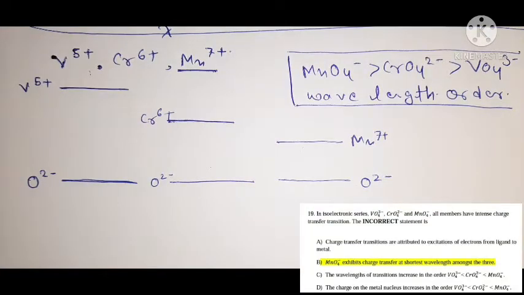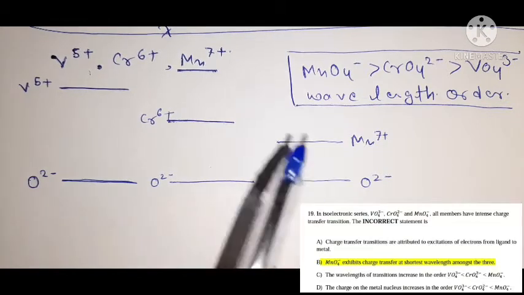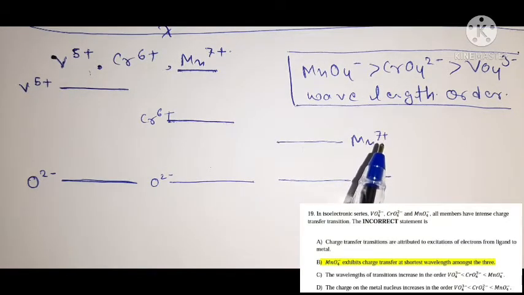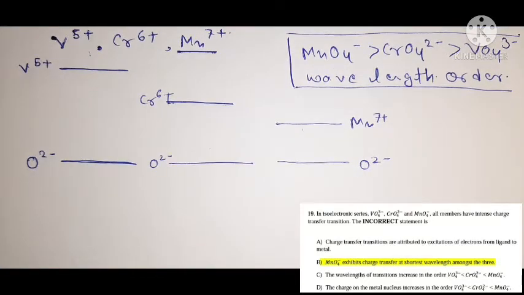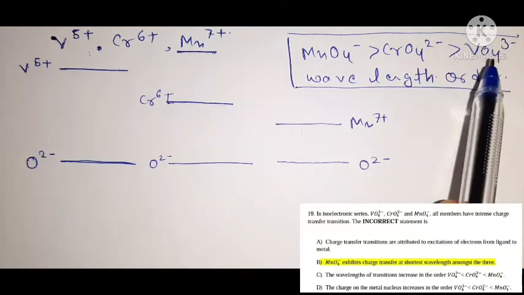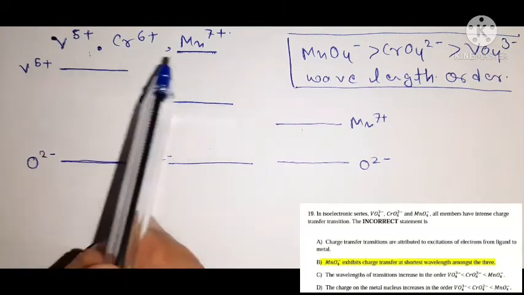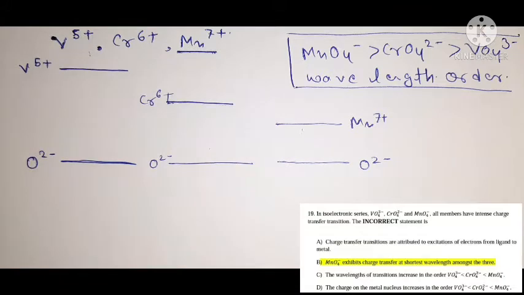Understand? Now friends, on the basis of this, you clearly see that your D point is also a correct statement, which states that the charge on the metal nucleus increases in the order. See, the least charge is present in vanadium, then chromium, then the highest charge is present in manganese. So this statement is also a correct statement.